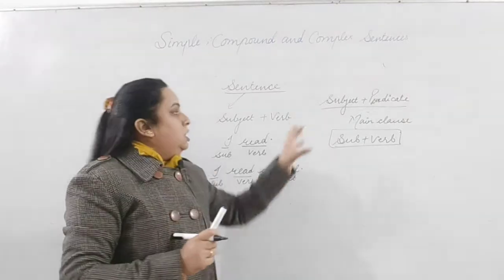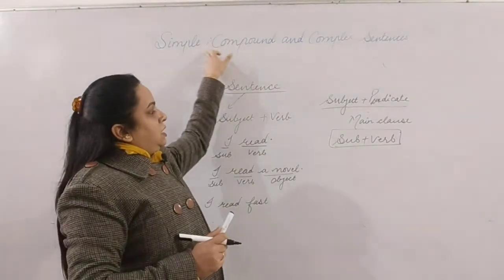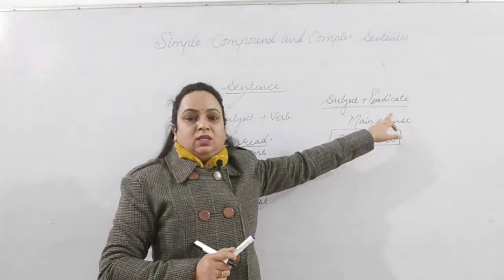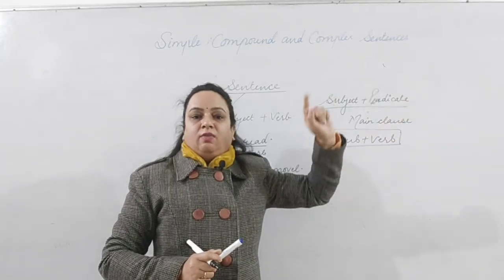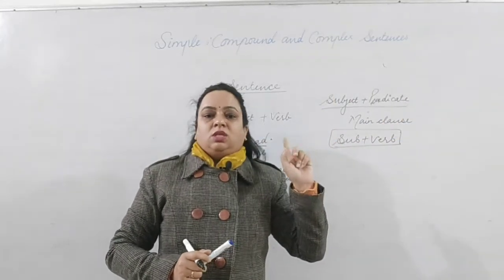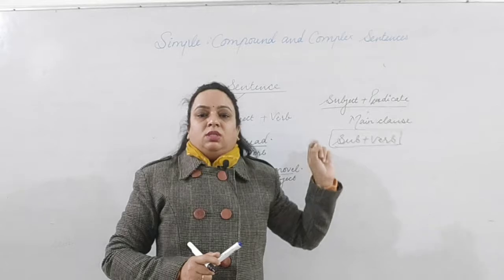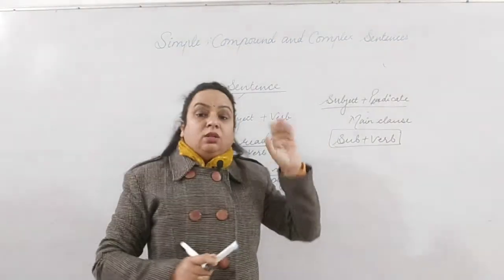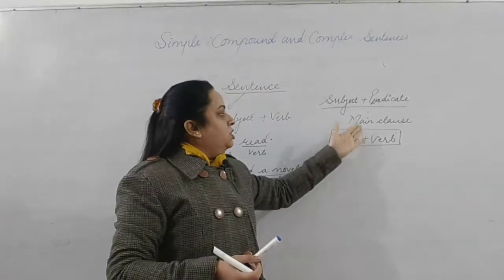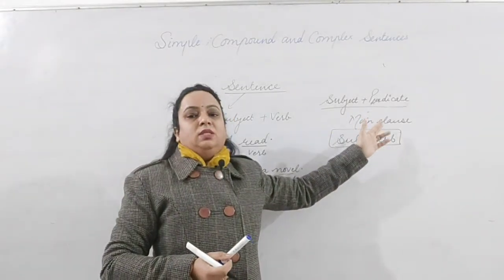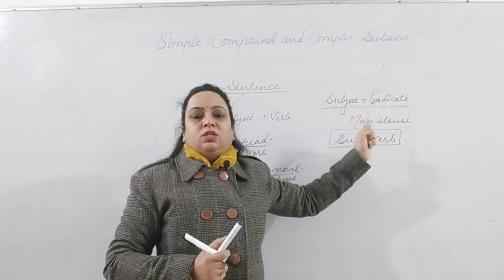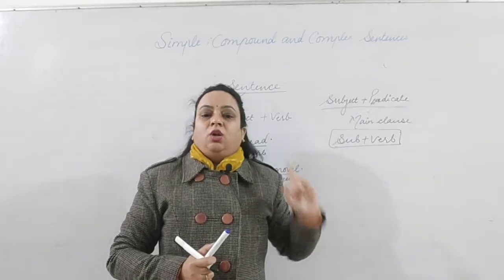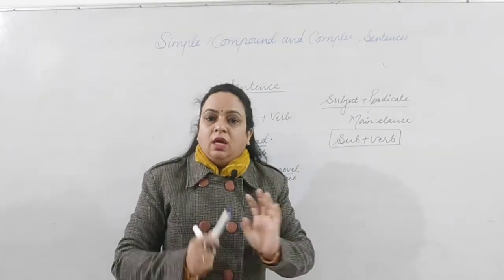So what you have learnt about simple sentences is that they are sentences having one subject and one predicate, or one subject and one verb, and that verb should be finite, right? In another way, the definition is that a simple sentence is a sentence which has one main clause or one independent clause, right?